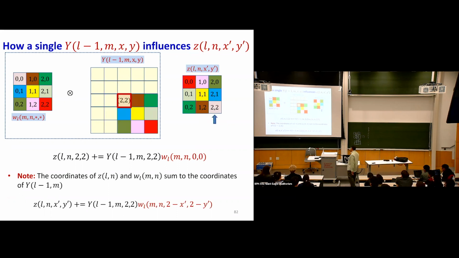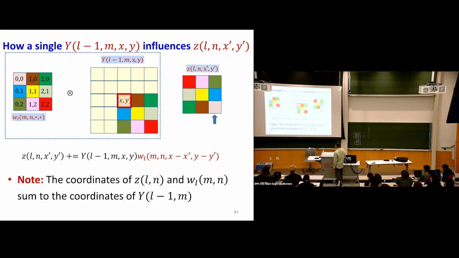And so on. So I can generally say Z x prime y prime, the contribution of any Y x y to Z x prime y prime is going to be Y x y times W x minus x prime, y minus y prime. Does everybody see this, right? It's visually apparent, so it doesn't need a lot of explanation.